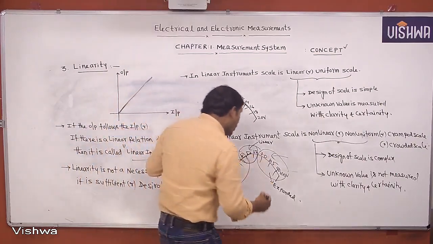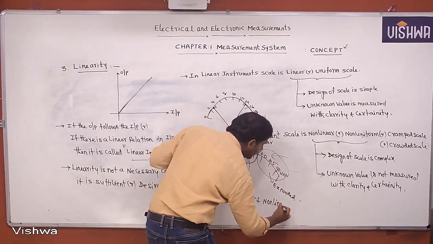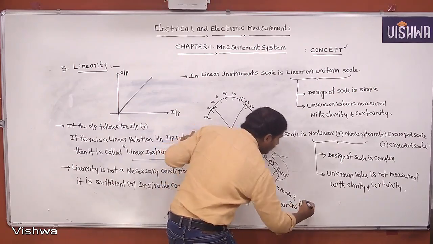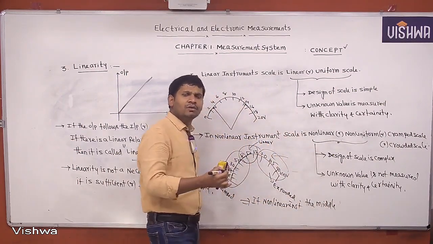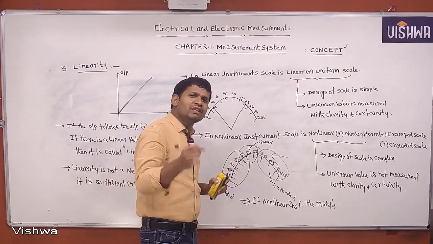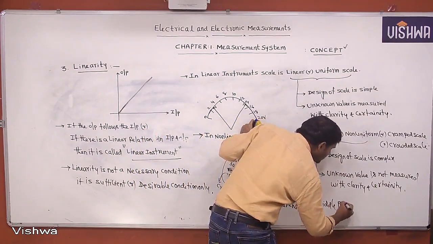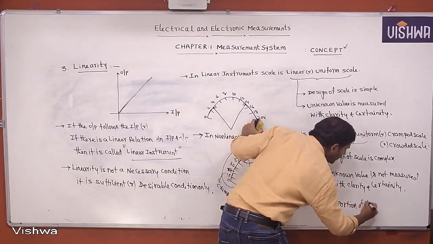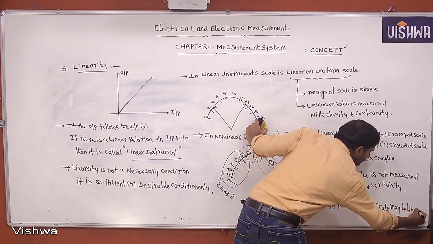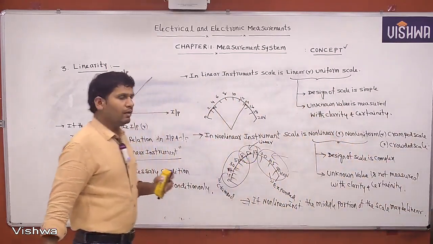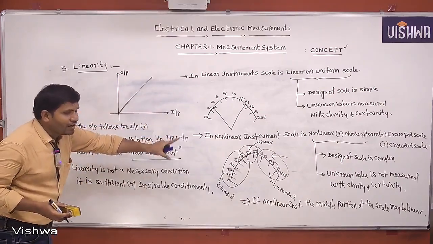Okay, that means point to remember, in non-linear instruments, the middle portion of the scale may be linear. But we must maintain some condition to design that portion as linear. Which condition must be satisfied, you will see later. The middle portion of the scale may be linear. Okay. Then this is about what is a linear instrument and what is a non-linear instrument.